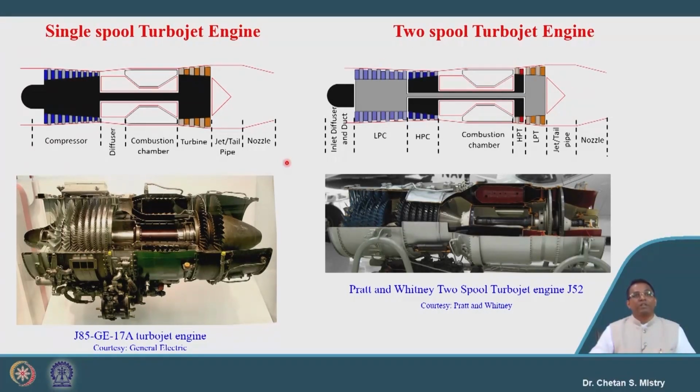Suppose we go with the single spool configuration, we will need more compressor stages and more turbine stages, and that will increase the weight of the engine and increase the drag of the engine. And in place of this longer engine, if we go with the two spool configuration, the number of stages required is reduced, because we are taking the benefit of Euler's equation. We rotate our spools at high speed and low speed.